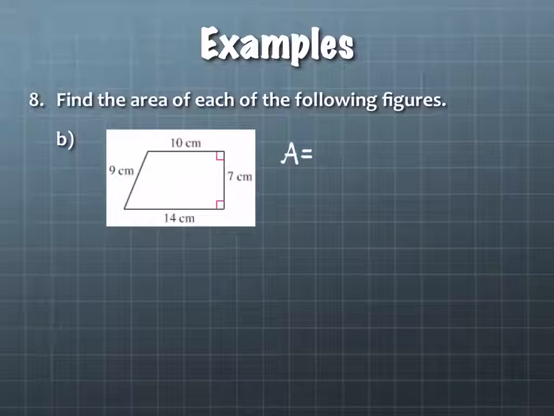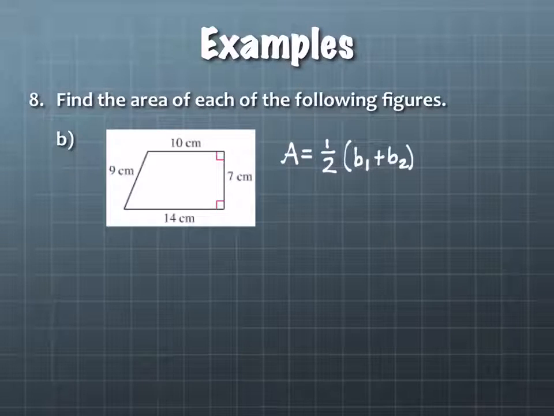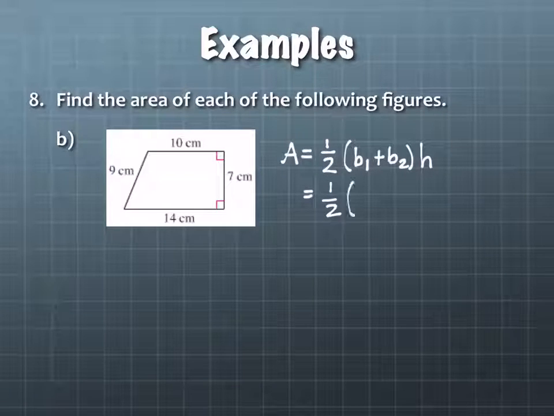It's a trapezoid. I gave you two variations of the formula for a trapezoid. I'll use the one that your book has: one half, base 1 plus base 2, times height. So what are the bases of this trapezoid? 10 and 14. How do you know that they're 10 and 14 and not 7 and 9?